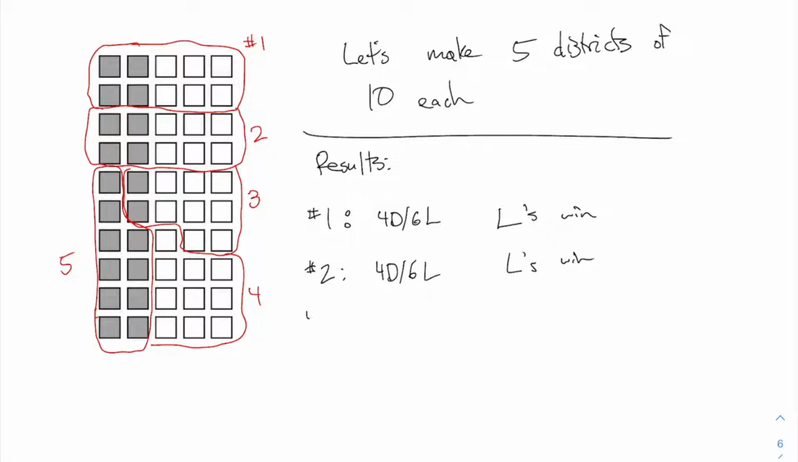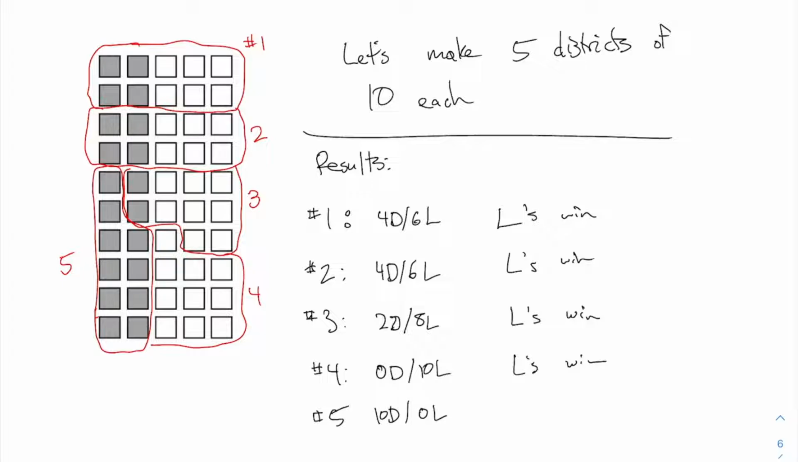Number 3 has 2 and 8, it looks like. 2 dark, 8 light, and so the L's win here. Number 4 is all light. The L's win that one. This is 0 darks, 10 lights. The L's win here. And then number 5 is all darks. So this is 10 darks, 0 lights, and the D's win. And so the overall result here is L gets 4, D's gets 1.